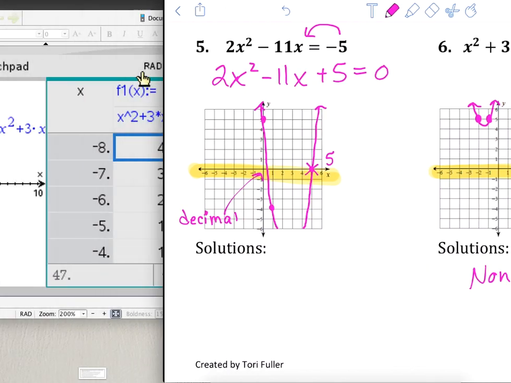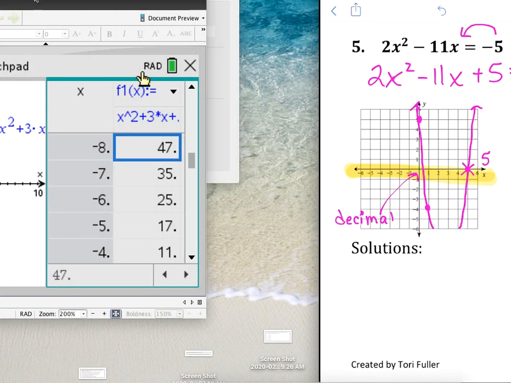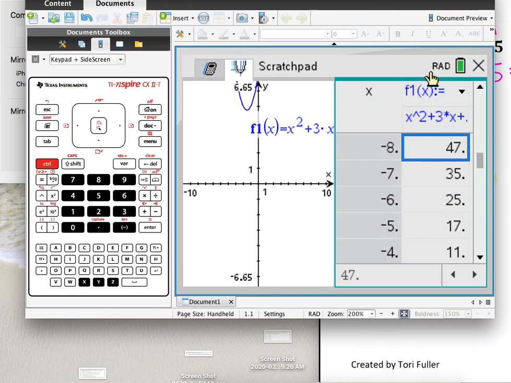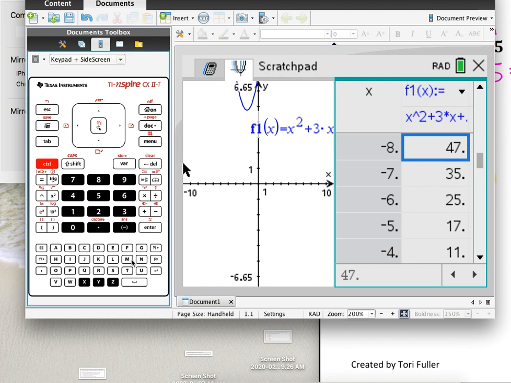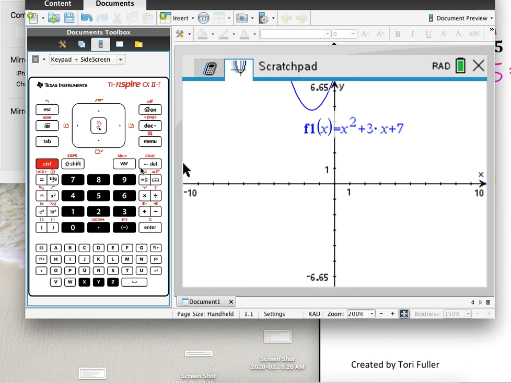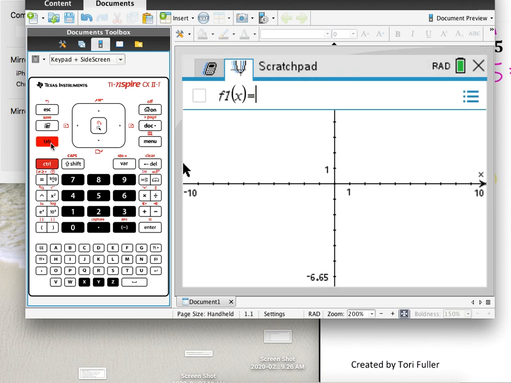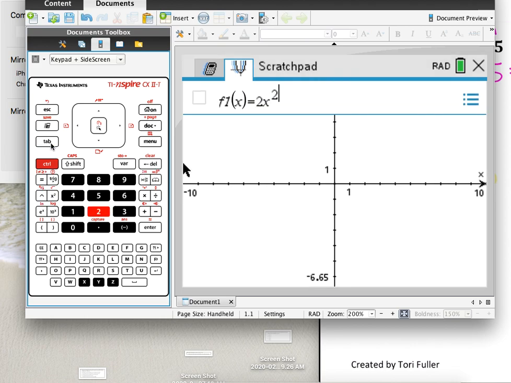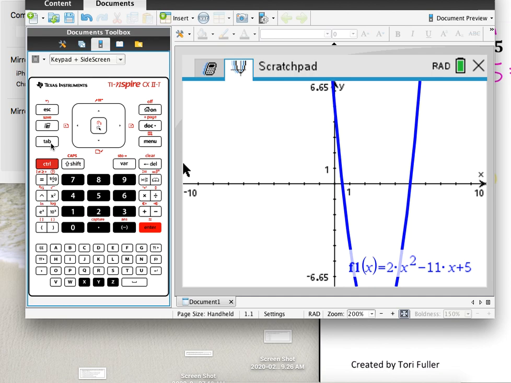Okay, so here's what we're going to do. I'm going to move this over here. I'm going to go back to my calculator, and I'm going to get rid of my table, delete everything out, and I'm going to get problem 5 typed back in again. Okay, so 2x squared minus 11x plus 5. If you need to pause the screen for a second and get back to here, please do that now.